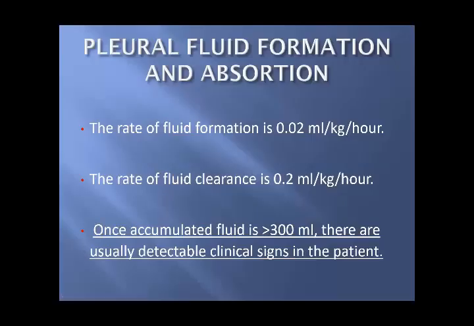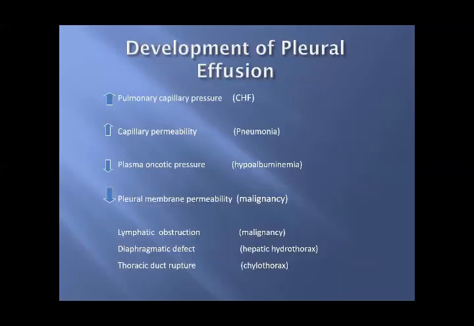The rate of formation of pleural fluid is very little, that is 0.02 ml per kg per hour, and the rate of fluid clearance is 0.2 ml per kg per hour. Usually, pleural effusion is noticeable in a patient if the accumulation of fluid is more than 300 ml in the pleural space.